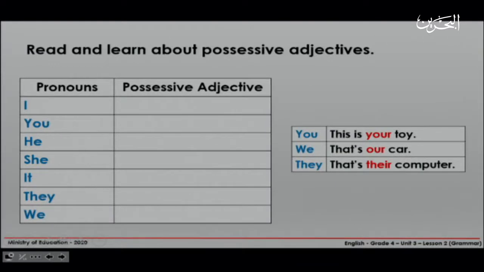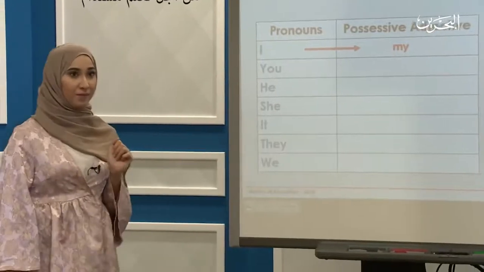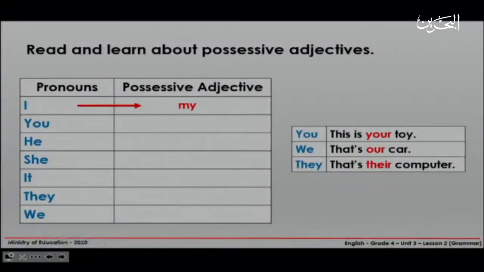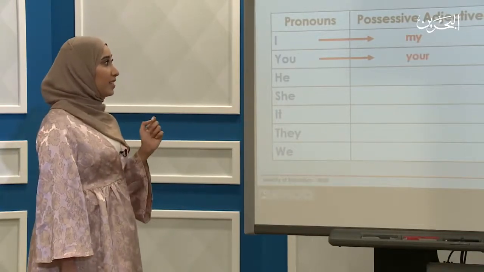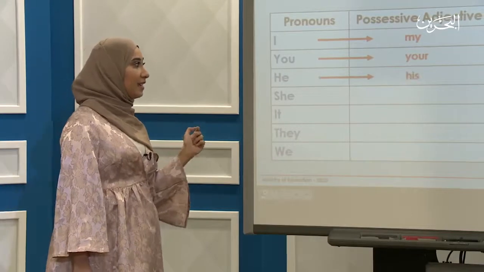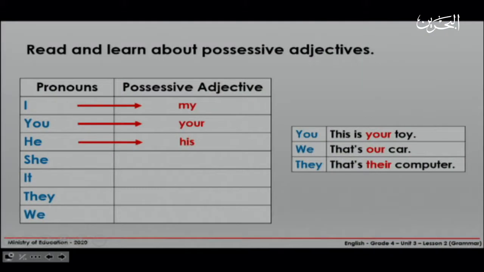Now, let's read and learn about possessive adjectives. So here we have the pronouns, and here I will tell you about the possessive adjectives. The possessive adjective of I is my. And the possessive adjective of you is your. And the possessive adjective of he, his. The possessive adjective of she is her.